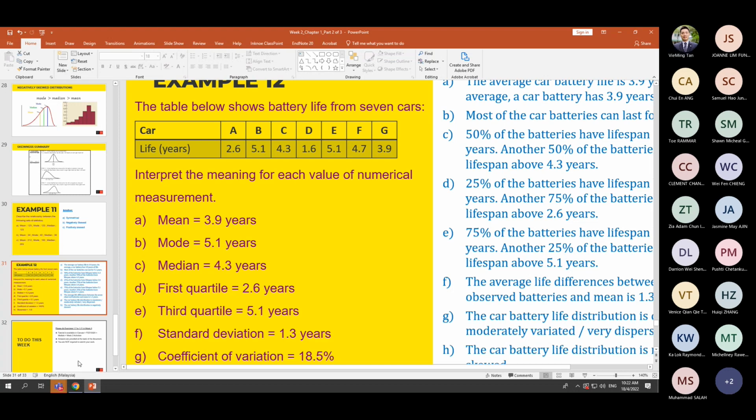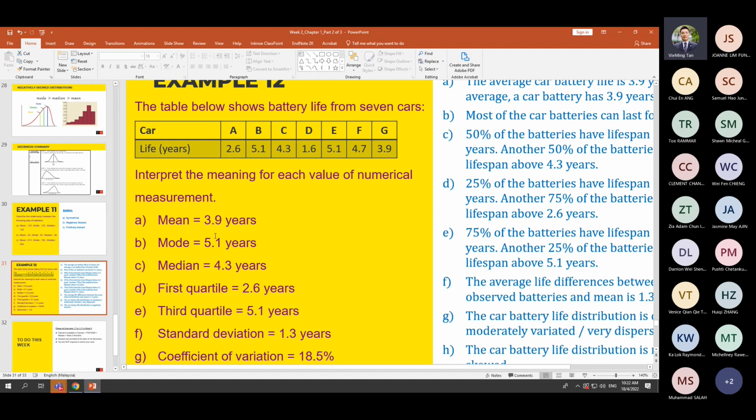Do you want me to go through? Okay, I'll go through because it's also important for your project part 2 later on. I'll use the lifetime of the car battery again, the 7 lifetime battery.